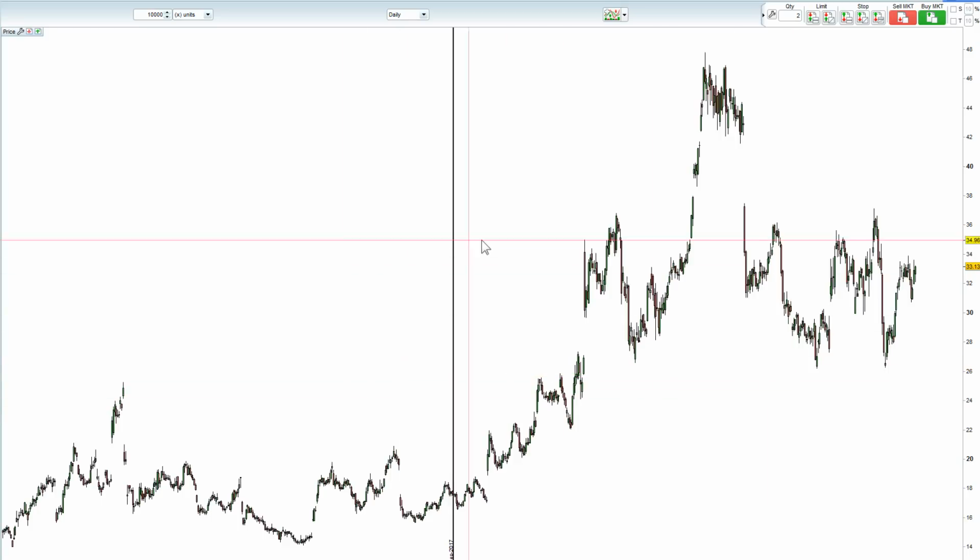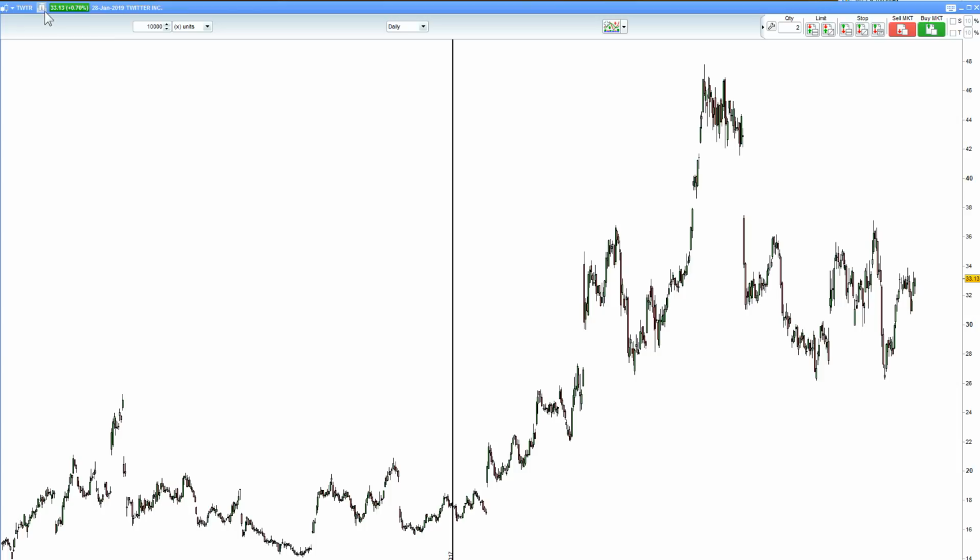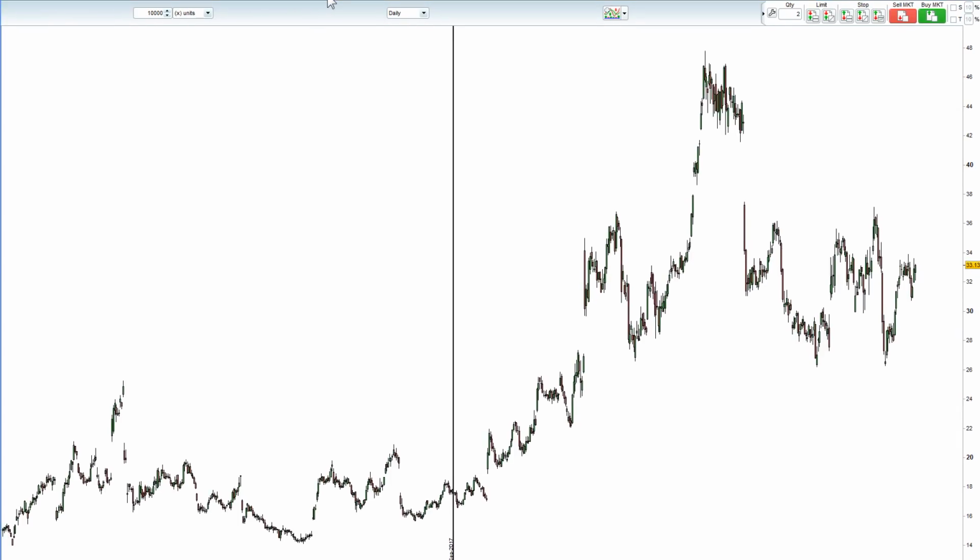I highly recommend it if you haven't. Now, this is a new market. This is, let me pull this down here, Twitter. So I just randomly selected another market that we can use.